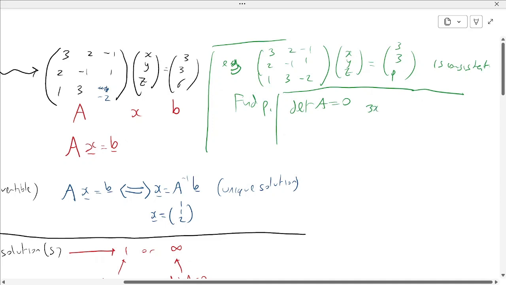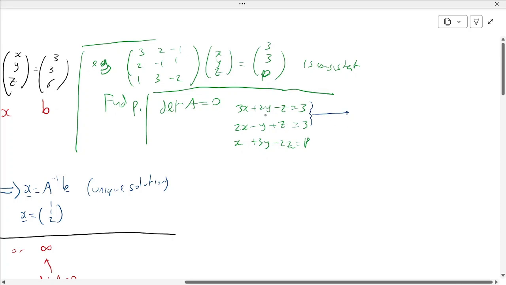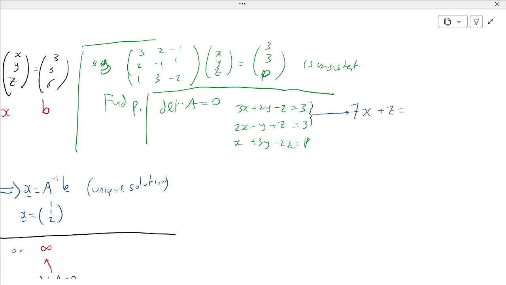So 3x plus 2y minus z equals 3. 2x minus y plus z equals 3. And this is x plus 3y minus 2z. So similar to what we had before. Now I know it's going to be consistent, so let's just, for the fun of it, eliminate a different variable. I probably would still choose z here just to be straightforward, but just to give you another example, let's eliminate y. So top equation plus twice the middle equation will give me 7x plus z equals 9.